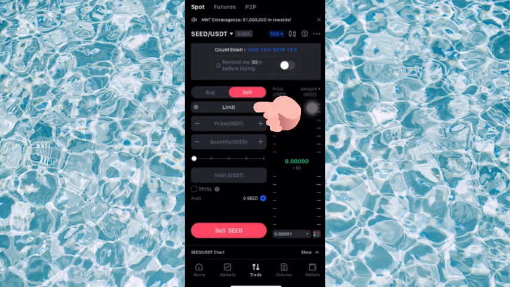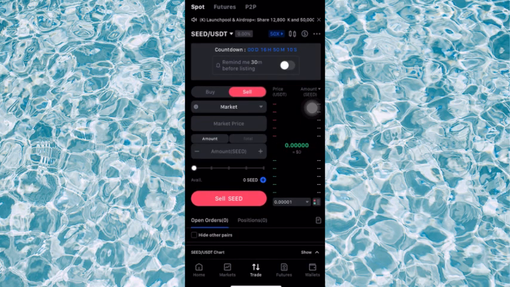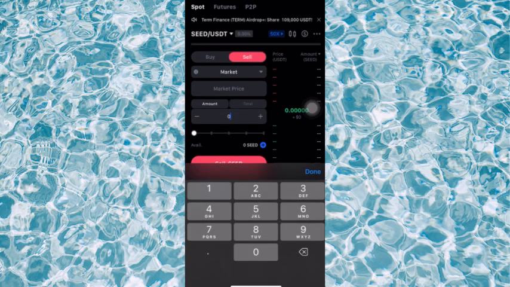Over there you're going to see limit. Let me go over to limit, and here you're going to see market, stop limit, and OCO. You have to go over to market because you're about to sell your seed, and here you're going to see amount and total. You can put the amount of seed you want to sell. The amount should be greater than 1 USDT, more than 1 USDT.